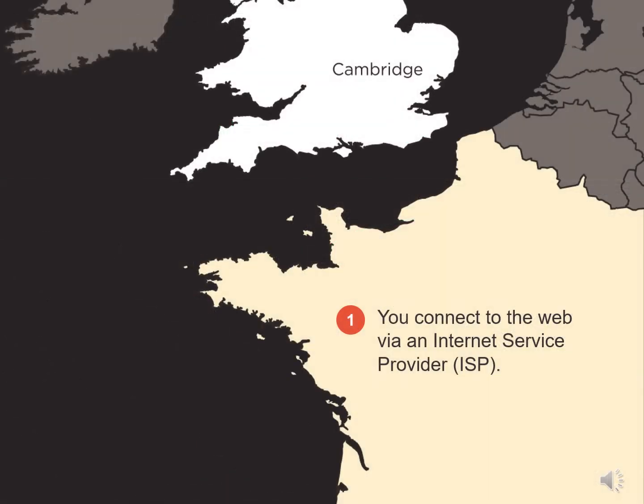So here we give one example. The person in Cambridge in England wants to visit a website in Paris, France. So how does it work? First, you will connect to the web via an internet service provider. For example, here we use Cable One, and we use AT&T. This is called an internet service provider. You first do it like this.